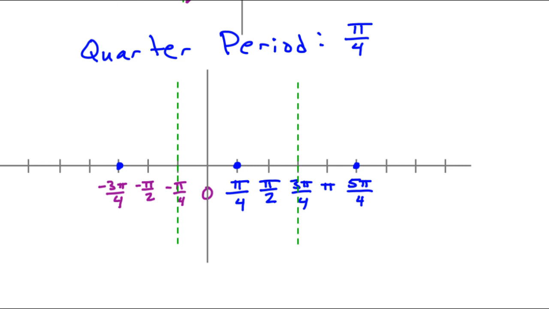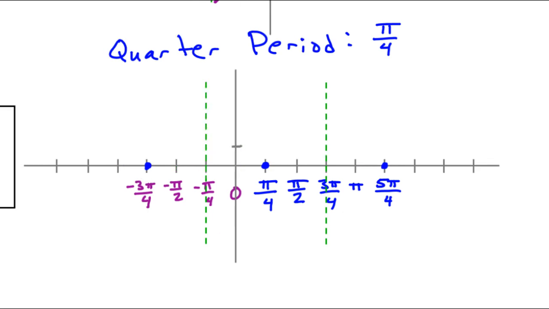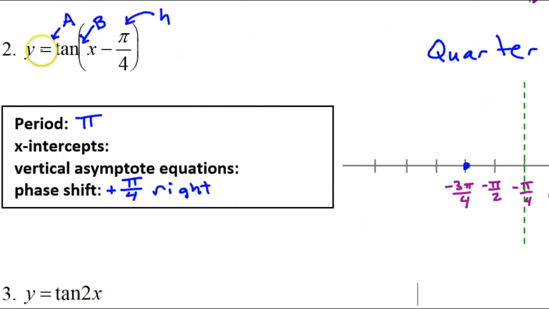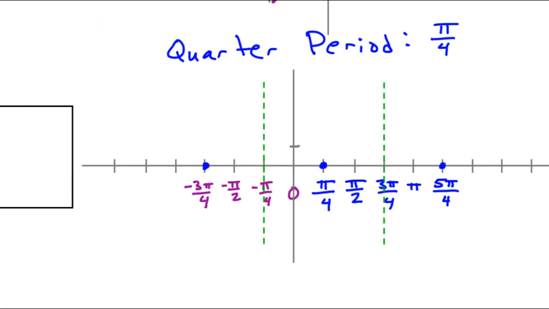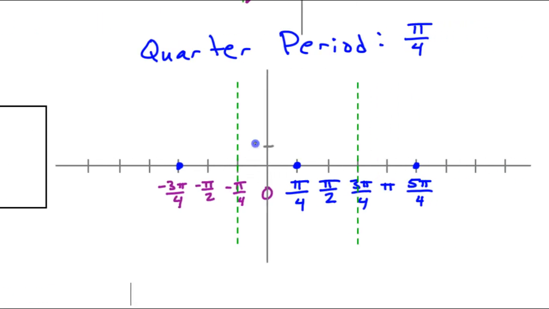Okay, I think I will go ahead and mark my a value on the y-axis. All right, so my a value in this case was just 1. See how there's no number there? So I'm going to mark my a value. So I will have a positive 1 up there, and I will have a negative 1 down here. That's going to help me as I do the graph.